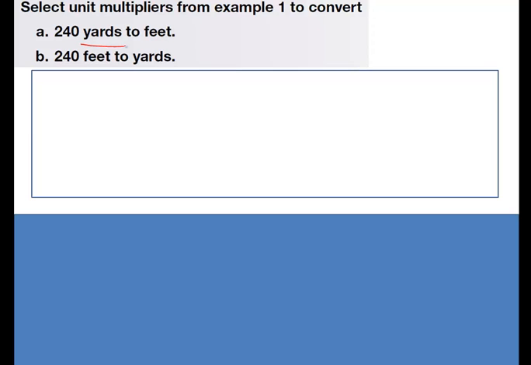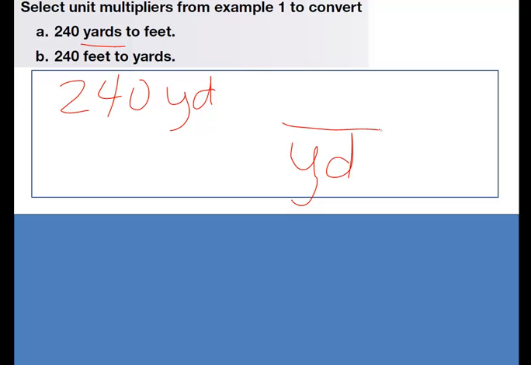240 yards to feet. So we got 240 yards. We got to convert those to feet. So we need yards on the bottom here, don't we? Because we want to end up with feet. So what's going to be on top here? Feet. Because we want these to be able to cancel out. So how many feet are in a yard? 3 feet are in a yard.